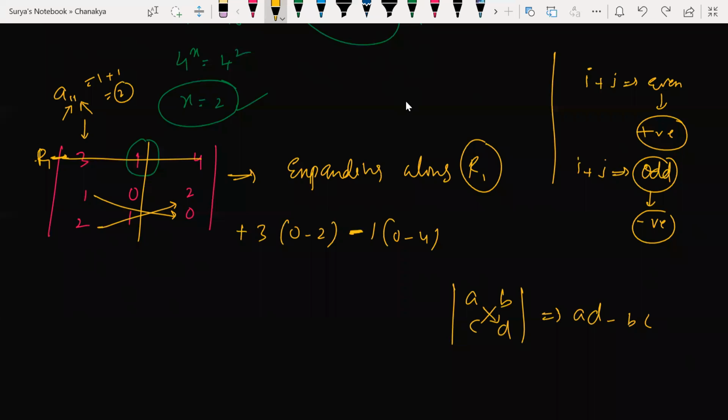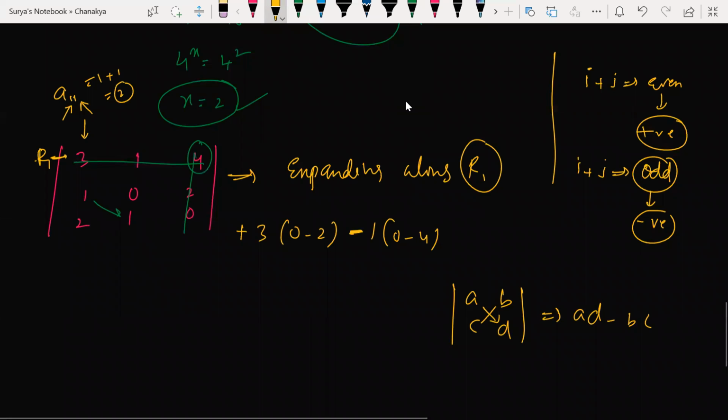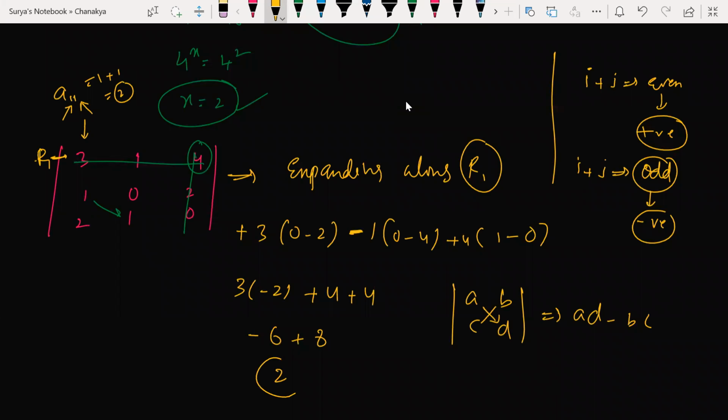Now I'm done with 1. Now fixing which element? Which element are you left with? 4. Okay, closing that particular row and column. Now this into this, 4 into 1, 1 minus 0. So 3 into minus 2, minus into minus plus 4. So minus 6 plus 8, answer is 2. This is my final answer. Understood my point?